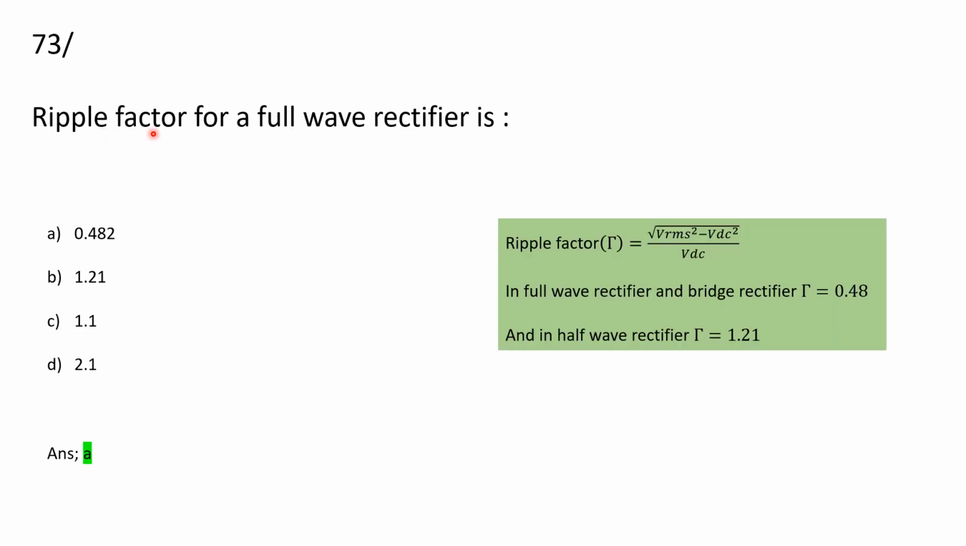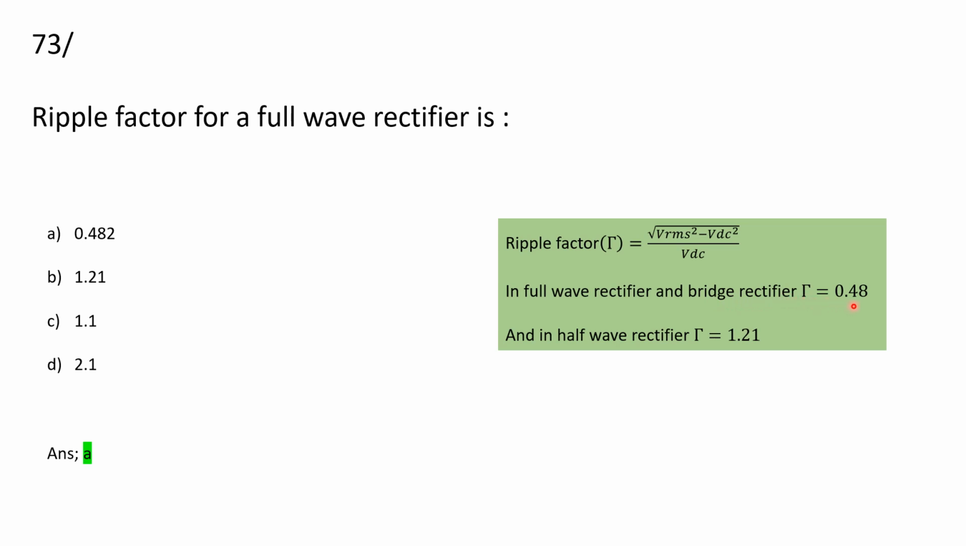Then, the ripple factor for a full wave rectifier is. The options are 0.482, 1.21, 1.1 and 2.1. So we know the formula for ripple factor, that is gamma is equal to root over of V RMS square minus V DC square, whole divided by V DC, or here we can write it as I RMS square minus I DC square by I DC.